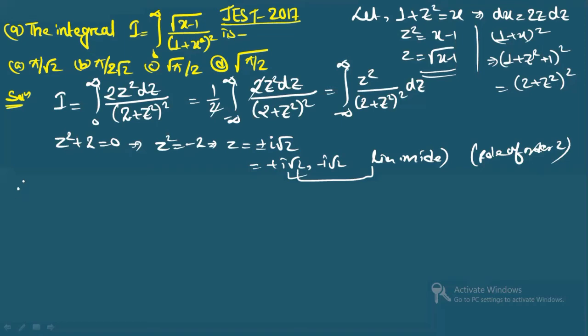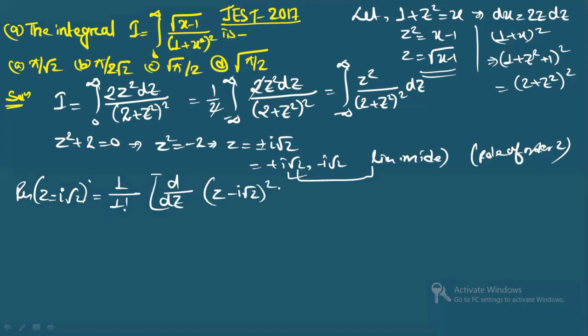So we will find the residue for z is equal to i root 2. How are we finding the residue for a pole of order 2? It is 1 by factorial (n minus 1). n is here 2, so 2 minus 1 is 1, 1 by factorial 1. So this is d by dz of (z minus i root 2) whole square times the function.